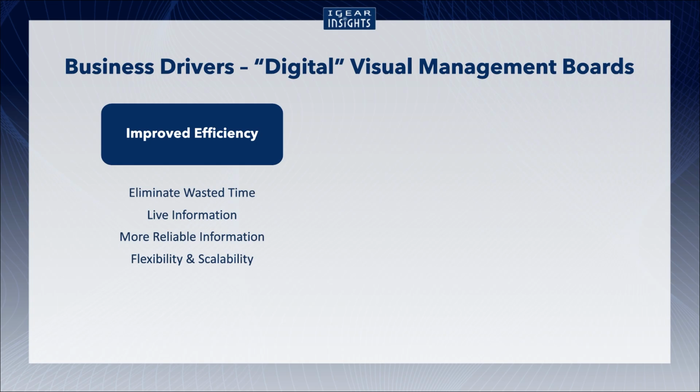Next, we have flexibility and scalability. A digital platform allows you to create a centralized hub of all your boards and the ability to edit, enhance, and distribute them on demand. Features like kiosk mode allow you to designate which boards are available to view on a physical hardware kiosk, let's say within the plant floor.